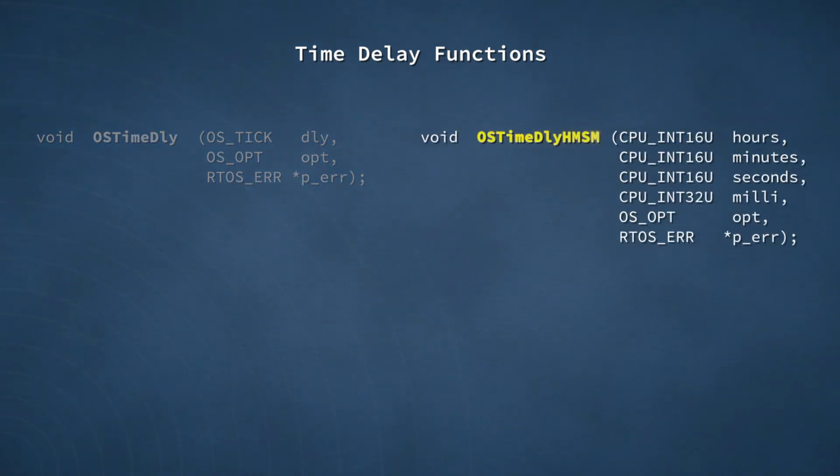The second function is OS time delay HMSM. In this function, the delay is specified in the units represented by the last 4 letters of the function's name: H for hours, M for minutes, S for seconds, and another M for milliseconds. Units aside, the implementation of the two functions is similar. The decision of which function to use in your application code mostly depends on whether you would prefer to convert the HMSM units to ticks yourself or allow the kernel to make the conversion.